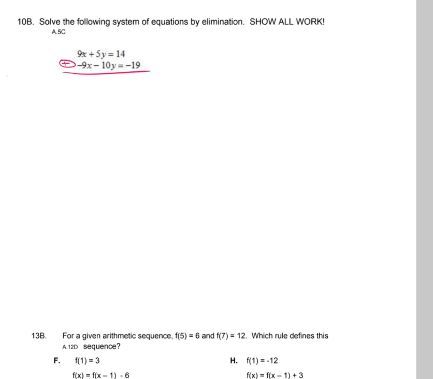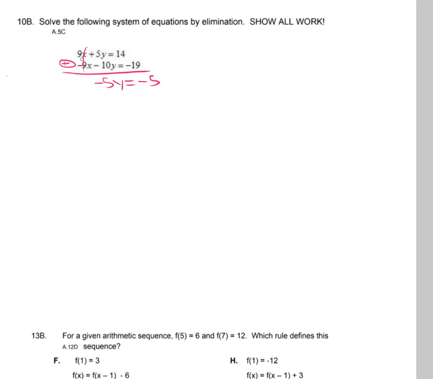I now have 9x plus a negative 9x, so these are actually going to cancel out. 5y plus a negative 10y is really 5y minus 10y, which gives me negative 5y. And that's going to be equal to 14 plus a negative 19, which ends up being negative 5. So I have negative 5y is equal to negative 5.